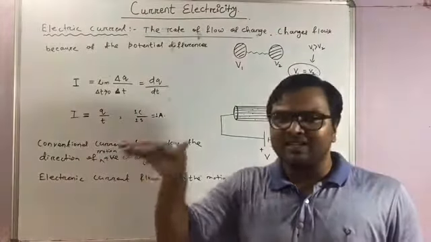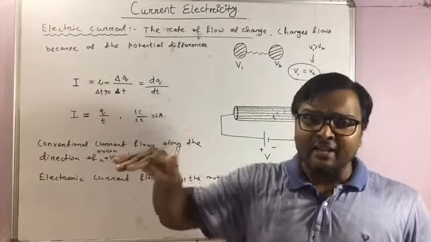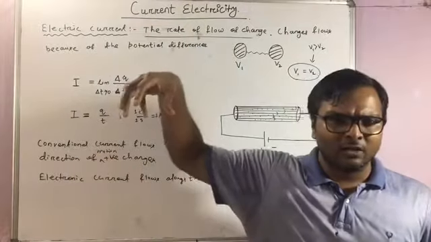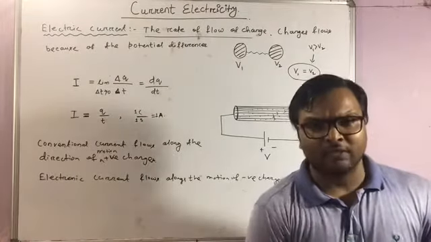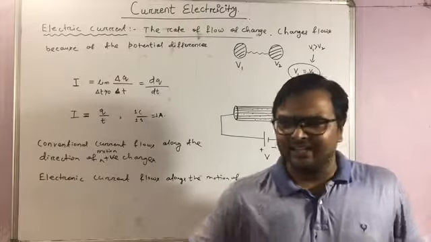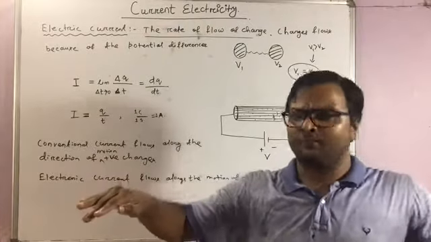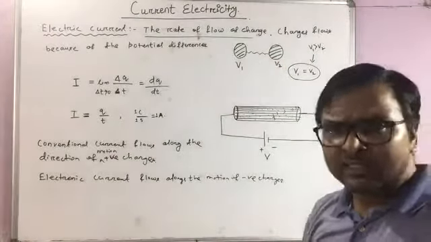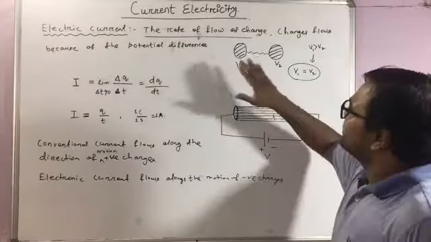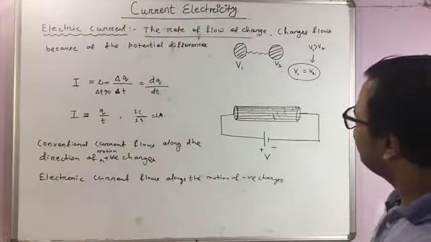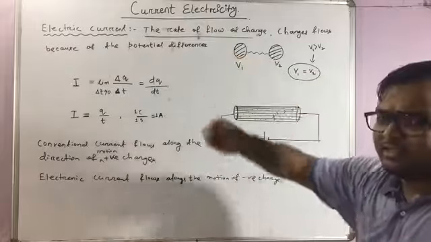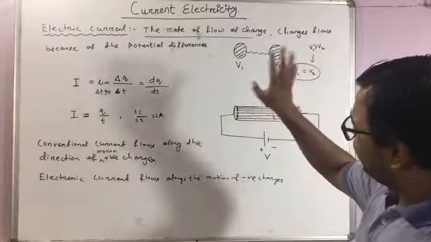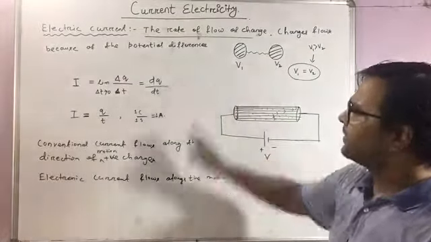Means the water here has higher energy than this. So this water will pass through the pipeline to the second container till their level becomes equal. The same thing you can see here. Till the potential of the two conductors becomes equal, the charges will flow. Got it? So that is the normal logic here. If there is a potential difference, then the charges will flow in the circuit.